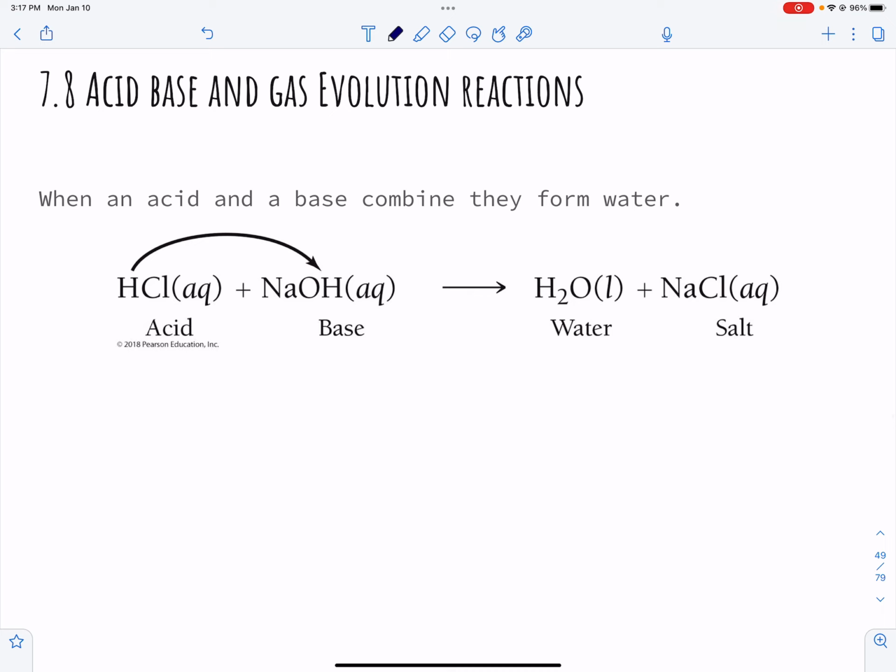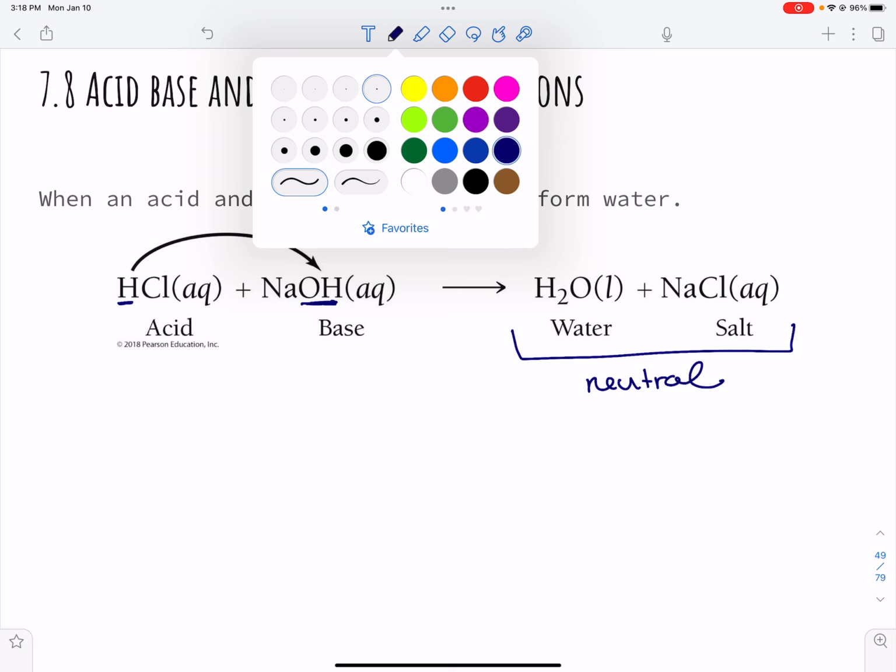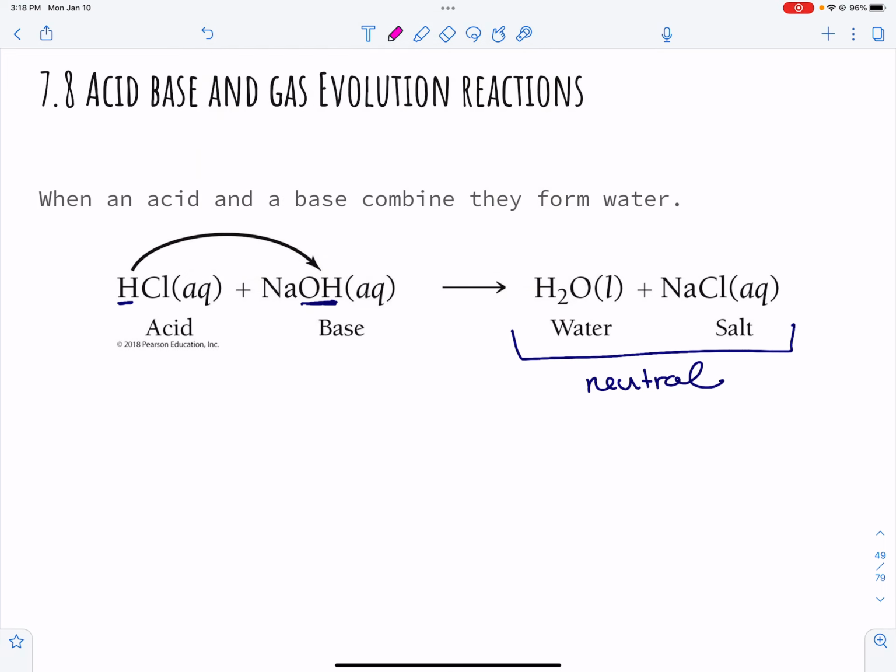So here's an example of just a typical acid-base neutralization reaction. The acid here is HCl, right? Acids typically begin with an H, and the base typically ends with an OH. They combine, and they form water and a salt, and that's why it's called neutralization, because the products that it forms are neither acids nor bases. They form neutral products. And you can see here that these are essentially just the exact same thing as what we were doing before.